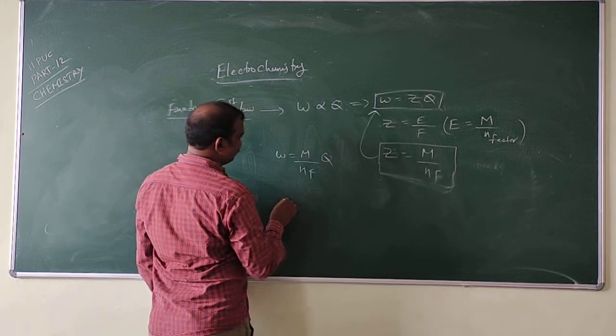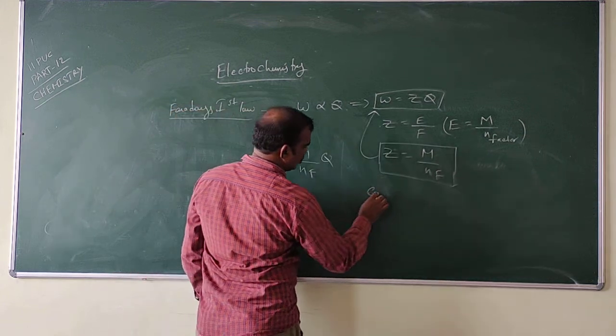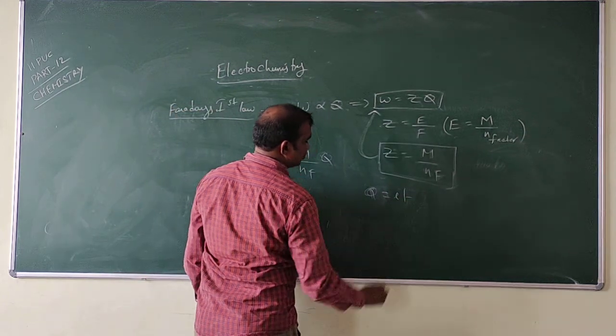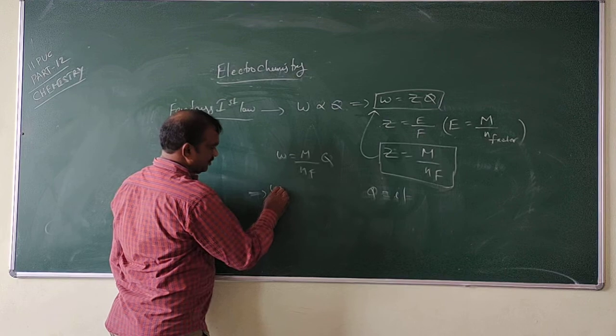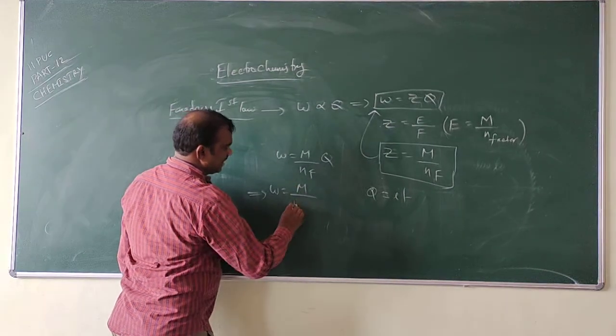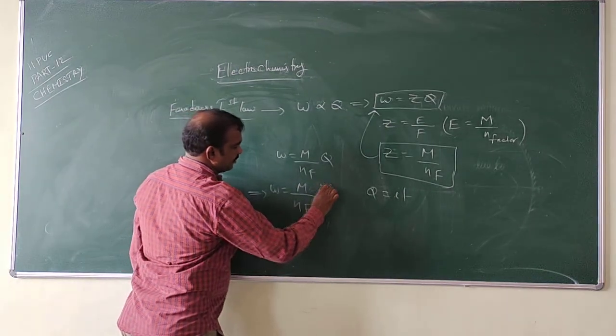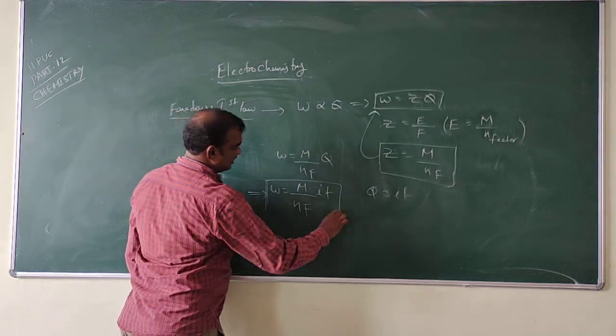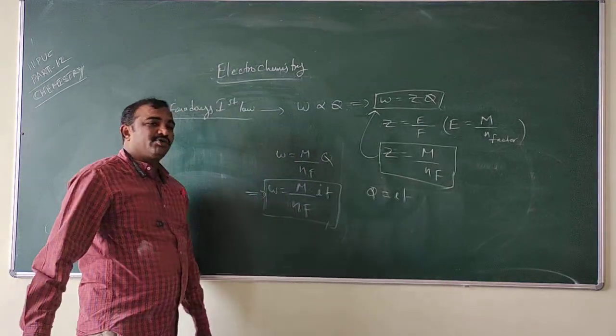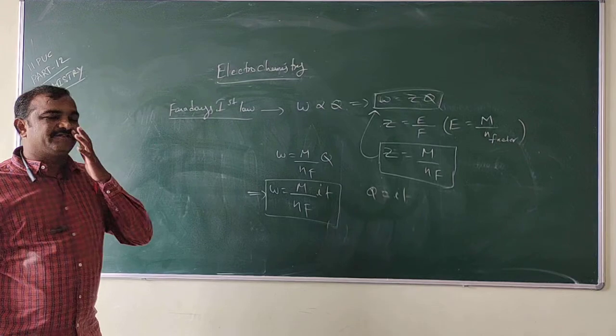And Q is equal to I into T. So W is equal to M by nF into I into T. This is the final formula we have derived from Faraday's first law.